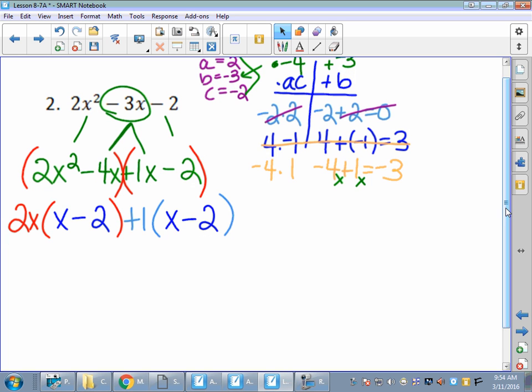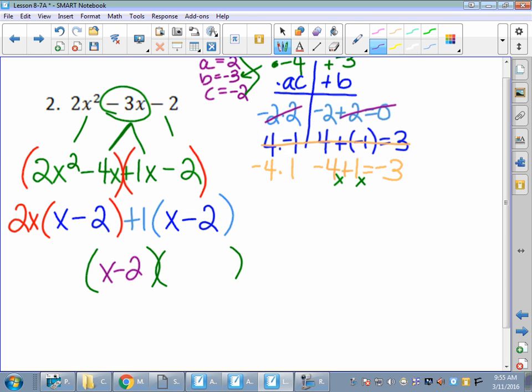Now, last thing I want to check, do I have matching parentheses? Hallelujah. We know our answer is going to be 2 binomials in parentheses. What's inside one of those binomials? What's inside the other set of binomials? Does it matter which order your 2 factors are in? We could switch those guys. You could have x minus 2 written first. You could have x minus 2 written second. It doesn't matter.